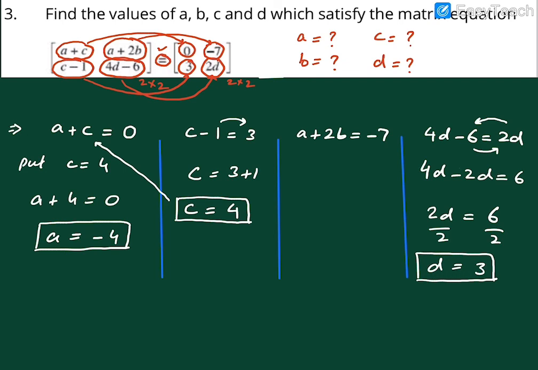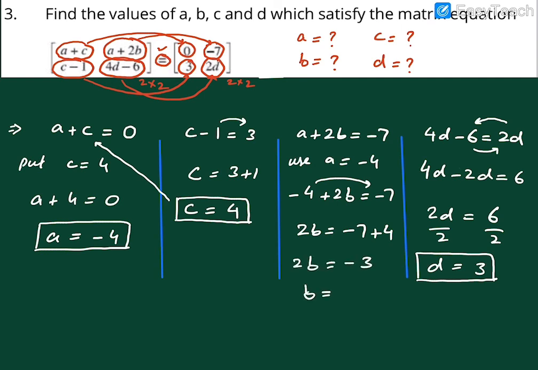Now B is left. So we can use A equals minus 4 here. So minus 4 plus 2B equals negative 7. So 2B equals negative 7. Bring 4 to this side, so it will be plus 4. Or you can add plus 4 on both sides. So 2B is equal to minus 7 plus 4, which is minus 3. Divide by 2 on both sides. So B is minus 3 by 2. So this is your answer: A, B, C and D.